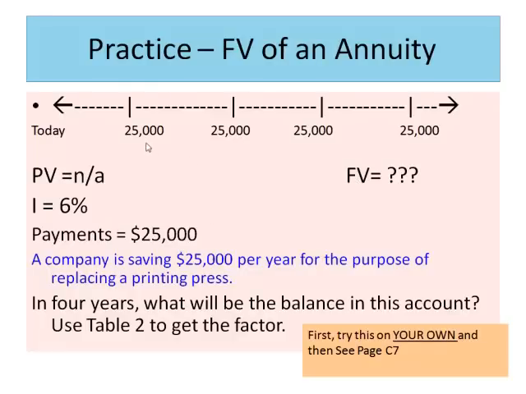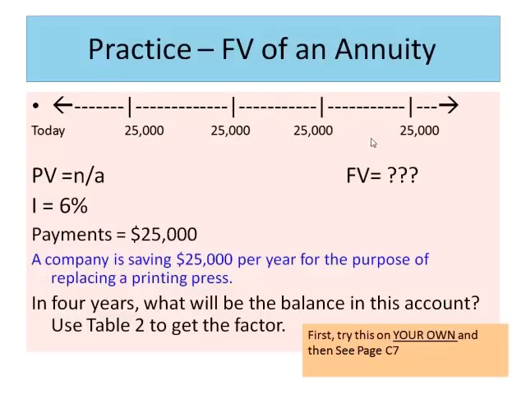A company, every year at the end of the year, sets $25,000 aside because they know in about 4 years they want to buy a new printing press. So this company does their own printing. At the end of year 4, right after they put their last $25,000 in, what will the balance be in this account? So the first $25,000 is going to earn 1, 2, 3 years of interest. The second $25,000 is going to earn 2 years of interest. The third $25,000 is going to earn 1 year of interest. And the last $25,000 is not going to earn any interest. This is called an ordinary annuity.